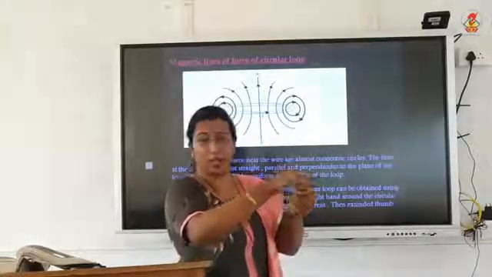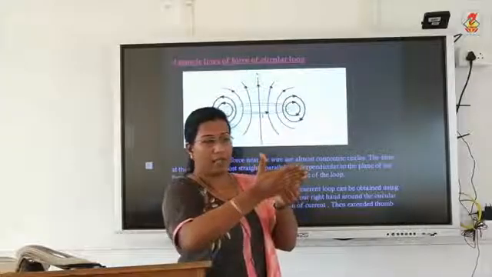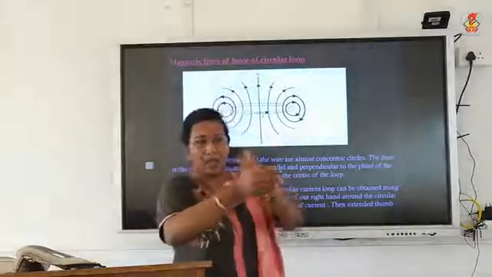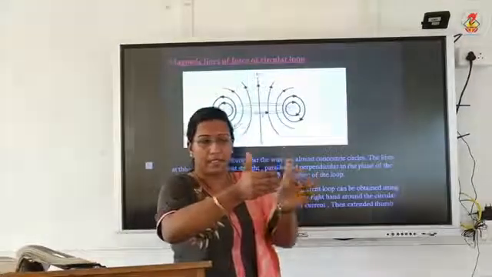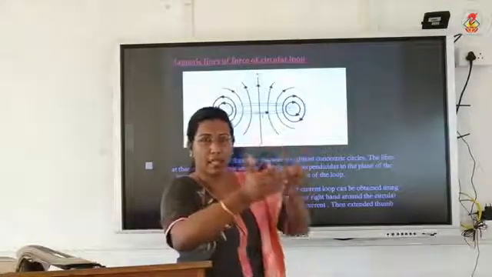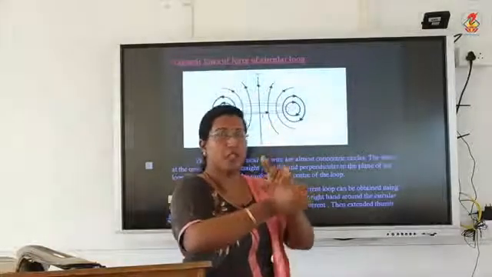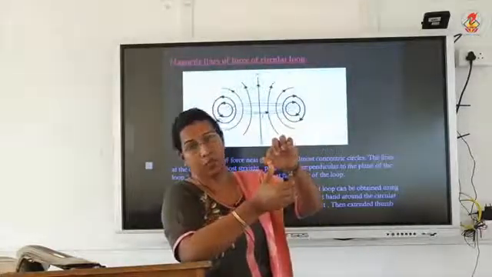So this is my circular coil. I am curling my fingers, so my fingers are coming like this. This is our current; current is flowing like this. And my thumb is pointing upward, which means this will be the north pole.